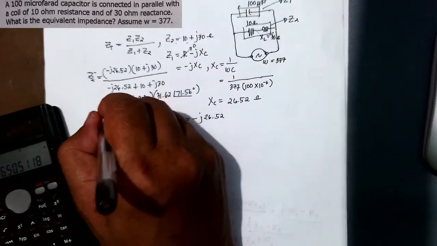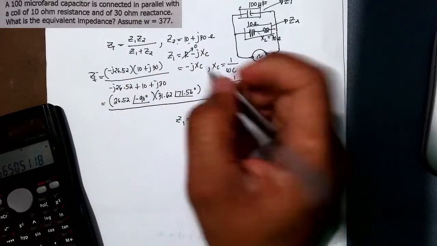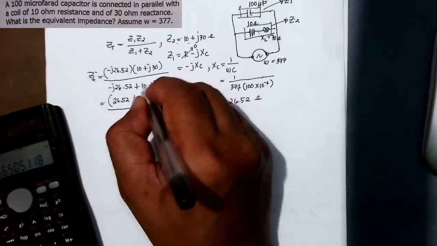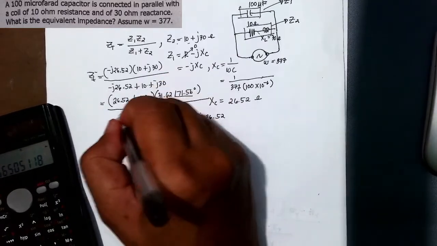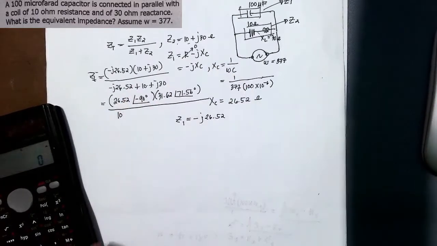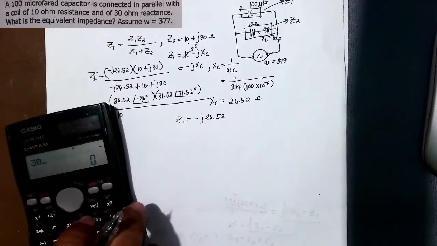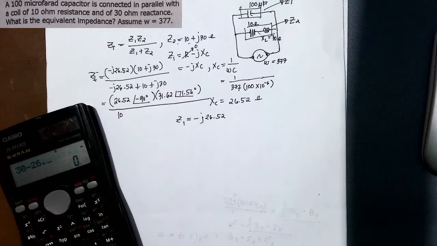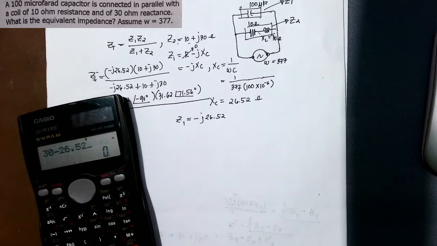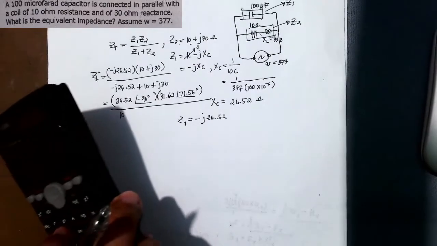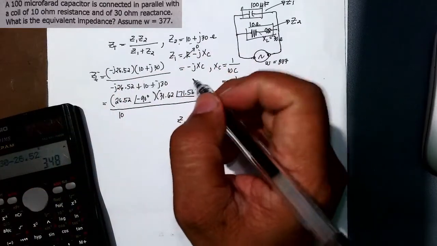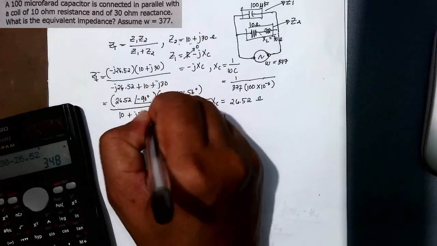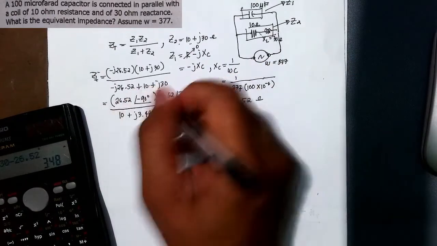Okay, divided by, so what will be the summation of your denominator? There is no real part here, so 10 plus 0, that will be 10, and the 30 subtracted by 26.52 equals 3.48. So plus J 3.48.